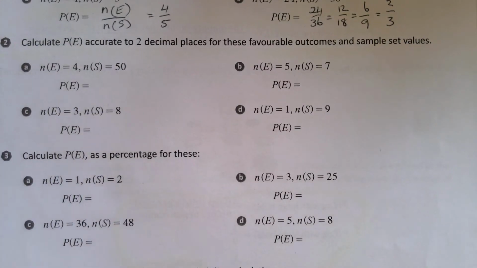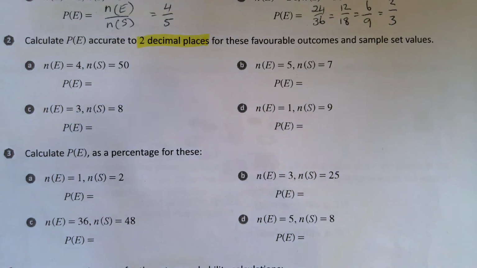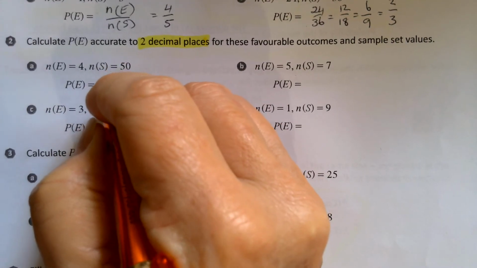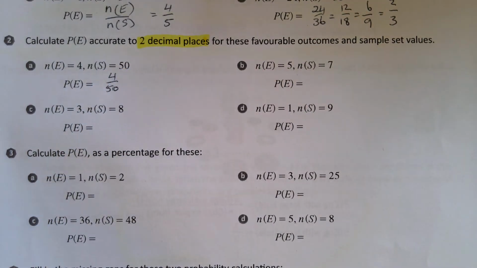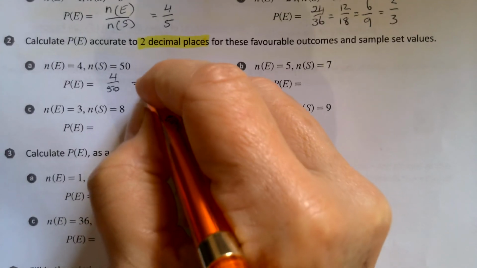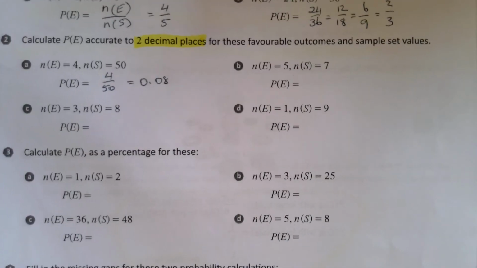This time we need it accurate to 2 decimal places. That means you're going to need to put it in a calculator. So the event is 4/50. If you divide 4 by 50, it's equal to 0.08. Have a go at the rest of them and see how you've gone.